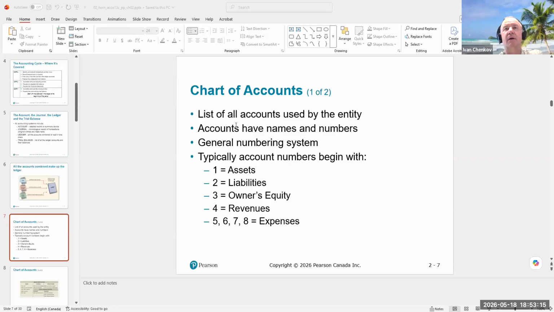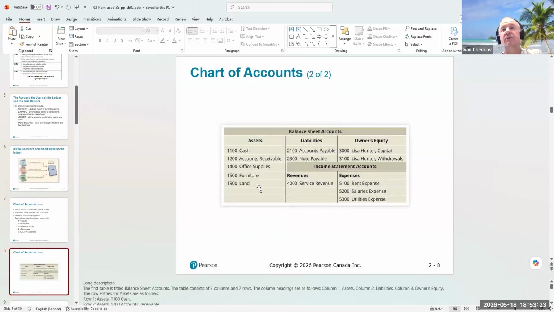So let's move to the slides now. Again, for the accounts that start with 1, asset; 2, liability; 3, owner's equity; 4, revenue; 5, 6, 7, 8, expenses. So that's how you're going to see it.